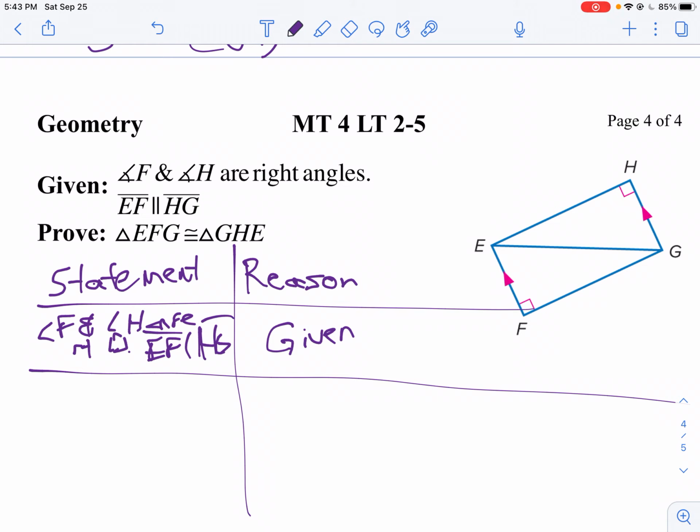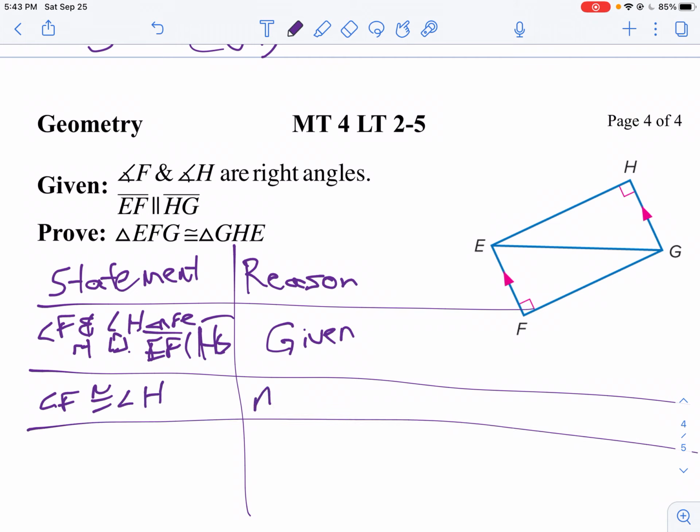Now, since I know angle F and angle H are right angles, I know they each equal 90 degrees, so they're congruent to each other. So I'm going to say, because I want to show congruence. When we're trying to prove triangles congruent, you want to have congruent statements. So I'm going to say angle F is congruent to angle H. Why? Because we know all right angles are congruent.